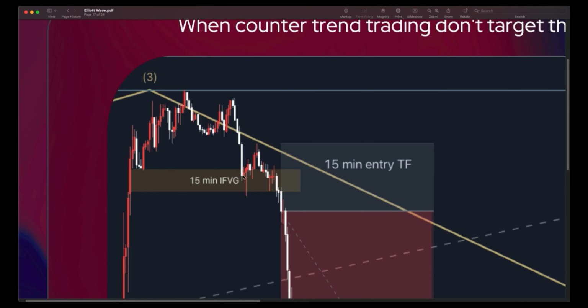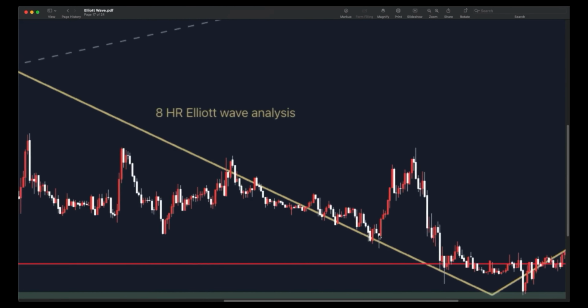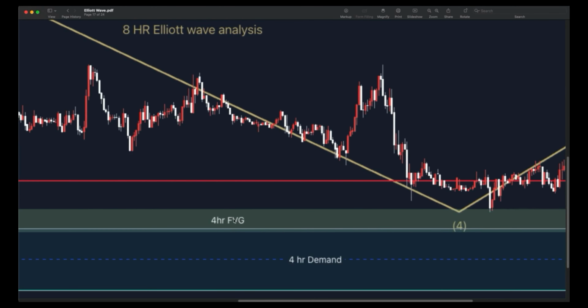Price comes down, rejects off of it a little bit, comes back up, retraces into some fair value gaps up here. And as you can see, there was also a break of structure here. Price comes down, finally inverts that 15-minute fair value gap. What do I do? I target, again, my fib retracement level. And as you can see, it even tapped into my 4-hour fair value gap.